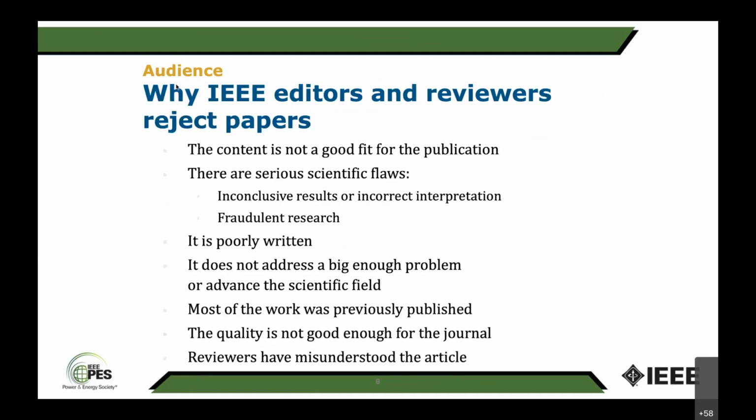Now, the question is, why does an editor or reviewer reject a paper? If you understand these things, it'll be helpful for you to make a paper that is effective, has a higher chance of being accepted. First, a paper is rejected because even though you thought the paper is a smart grid topic, the reviewer might say, well, it's not really smart grid, it's more like power systems. It's not a good fit for the publication. That's number 1.